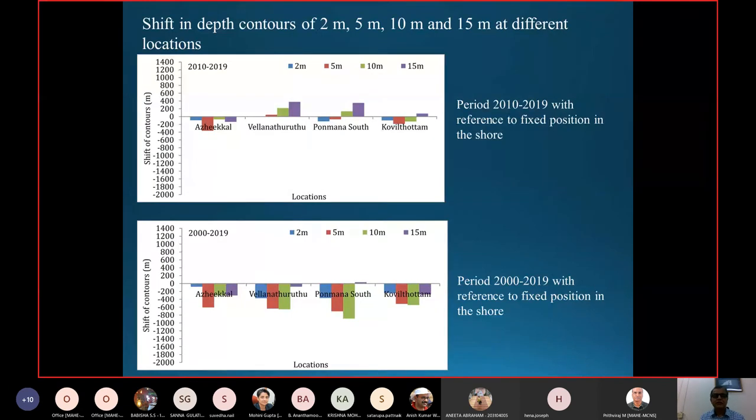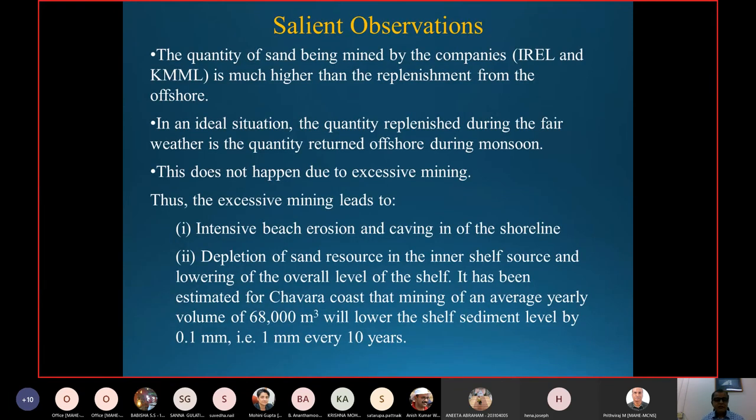This is once again a diagram showing the shifting of the 2 meter, 5 meter, 10 meter and 15 meter contours during different periods. I don't want to go into much detail. You just need to understand that when you take sediment from the beach, exceeding what is coming from the offshore area, you are going to create a deepening of the inner shelf area. I think that is the concept.